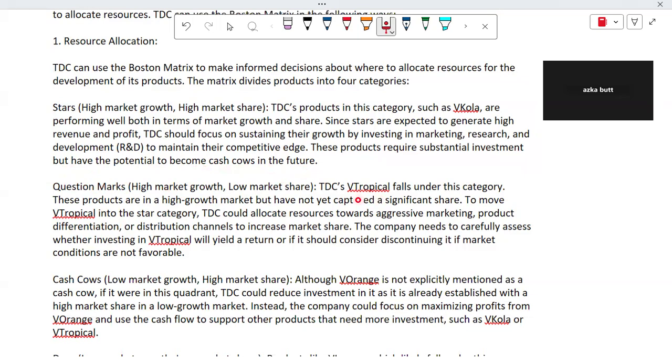So TDC's V Tropical falls under this category, and these products are in the high growth market, but have not yet captured a significant share. To move V Tropical into the star category, TDC could allocate resources towards aggressive marketing, product differentiation, or distribution channels to increase the market share. So the company needs to carefully assess whether investing in V Tropical will yield a return or if it should consider discontinuing it if market conditions are not favorable.